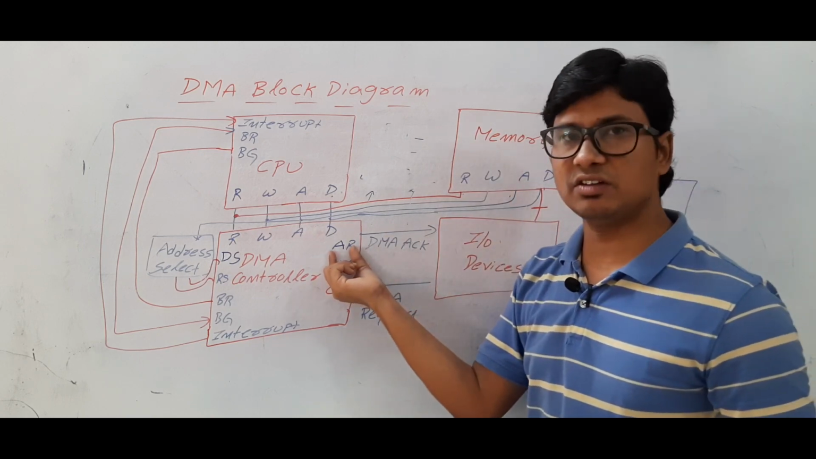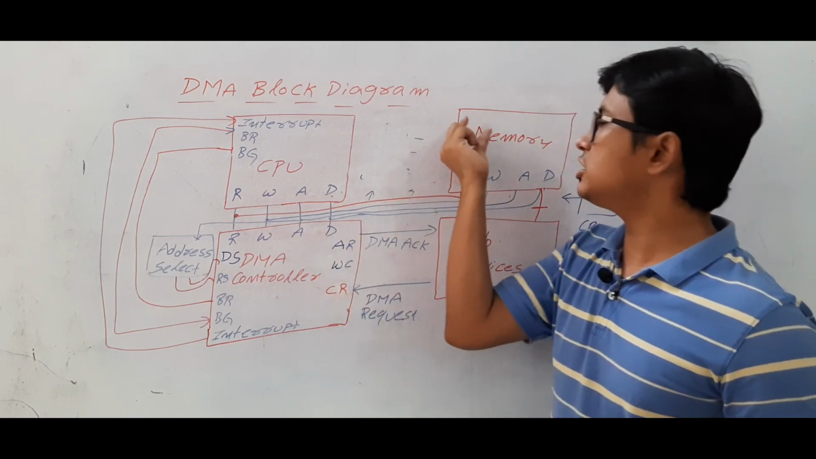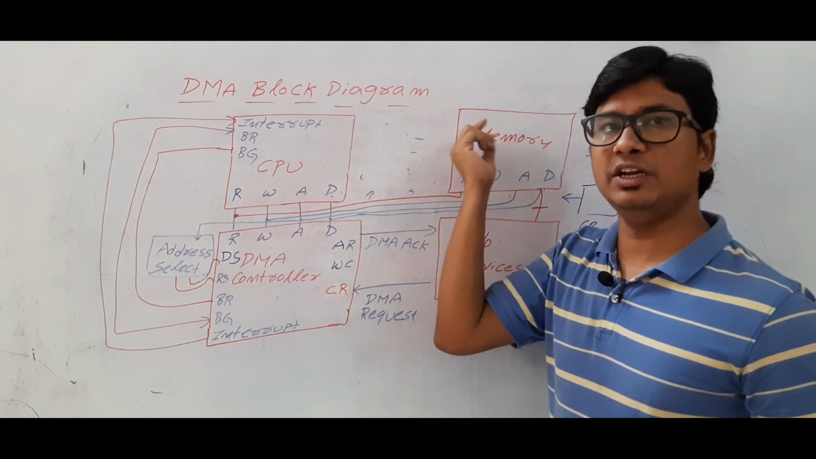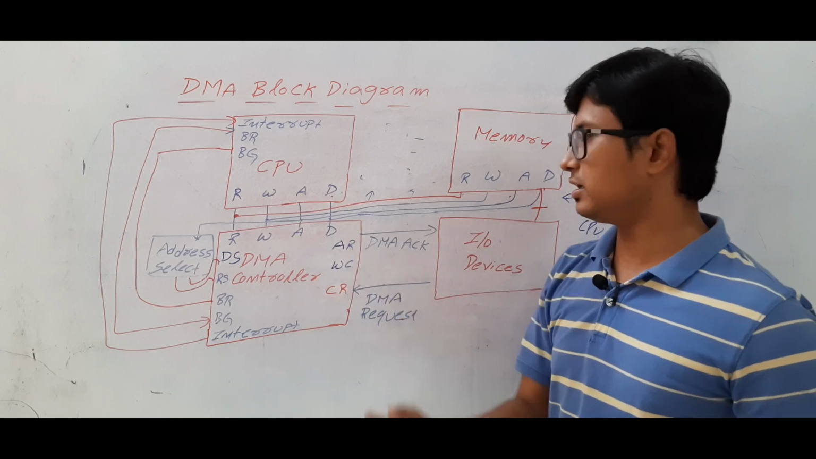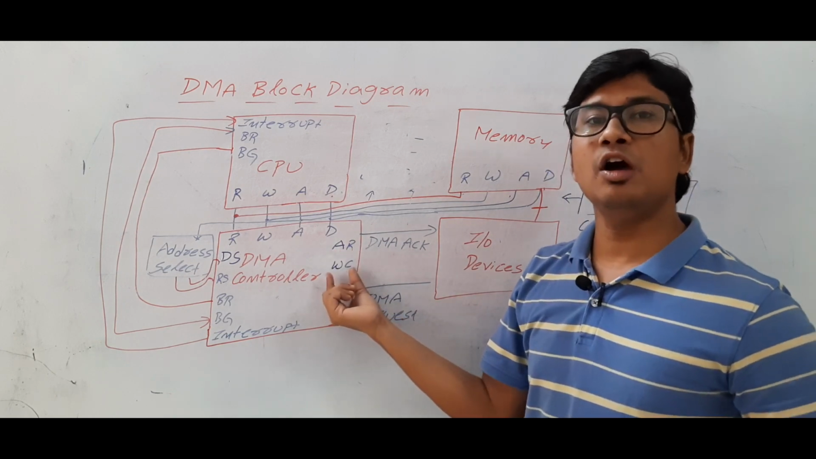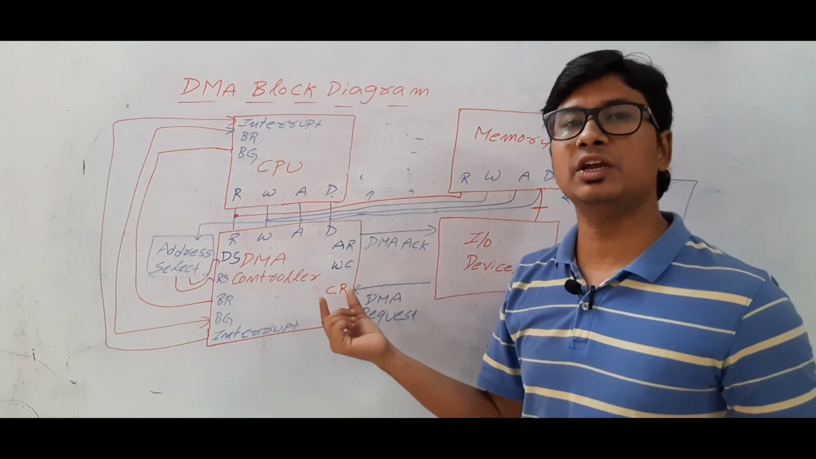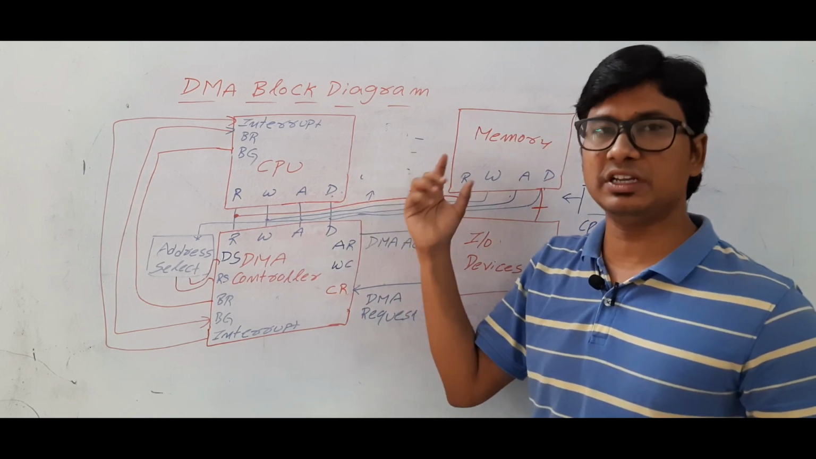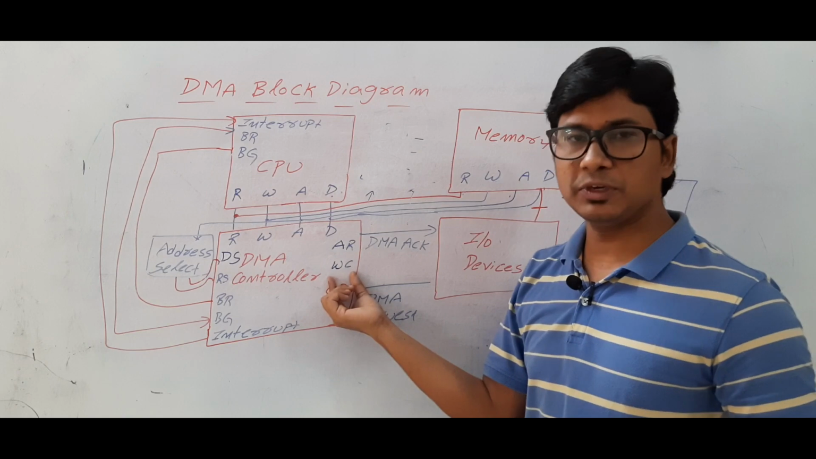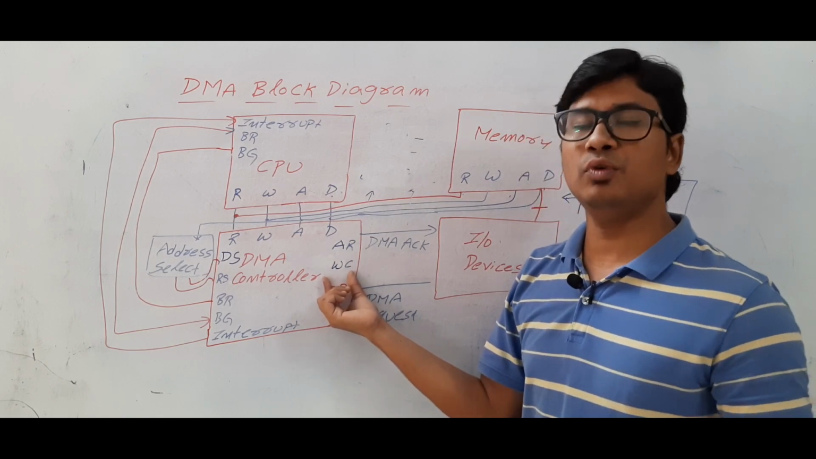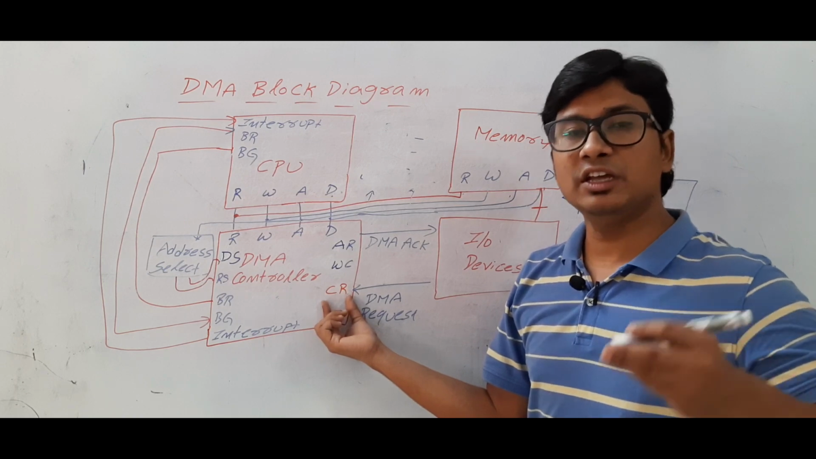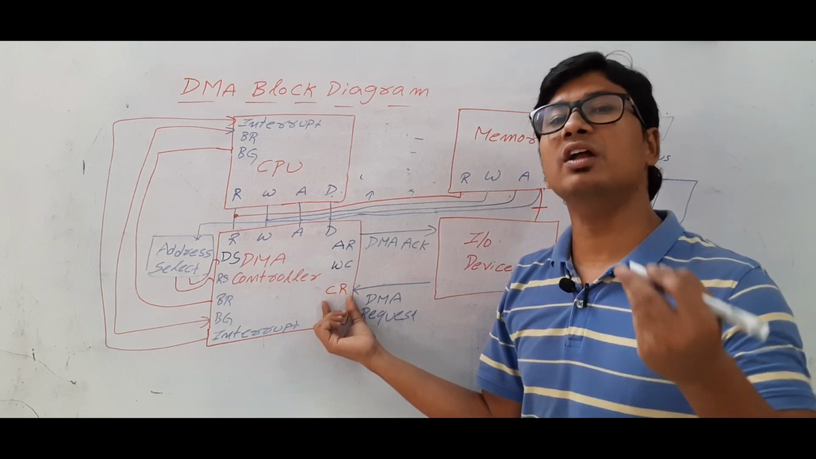Because the address register will consist of the address of the memory location where you want to do these operations, either read or write. Then the word count will tell how many words you want to read or write. Is it clear? If you want to do the burst, I will discuss the burst and cycle. Let me tell you now, it is how many words you want to transfer. And the control register will tell whether you want to perform the read or write.